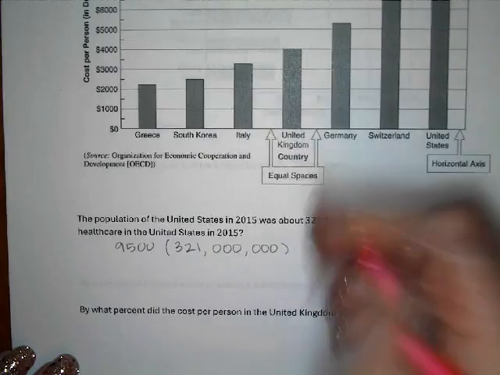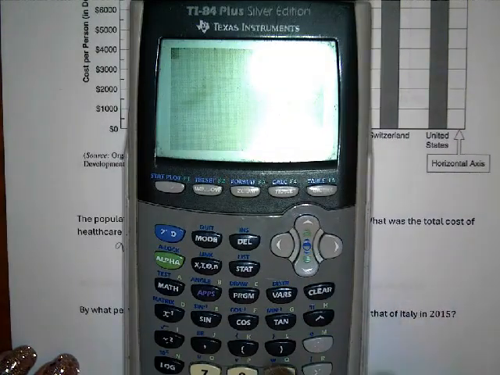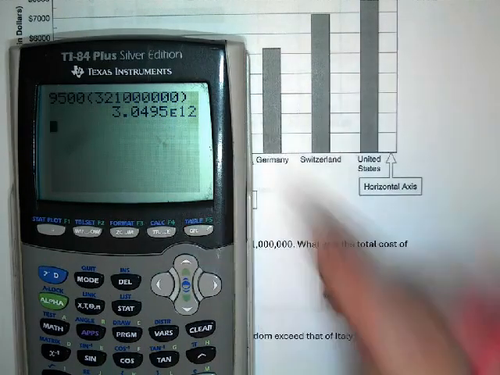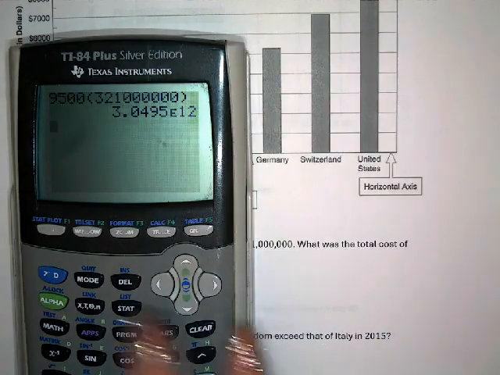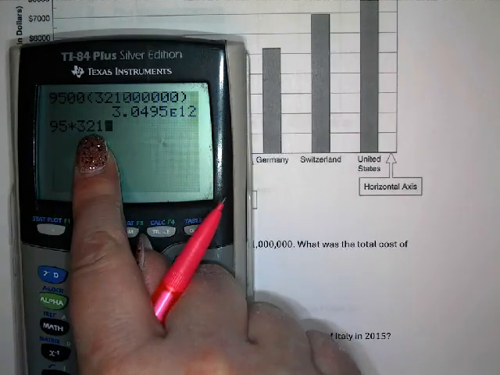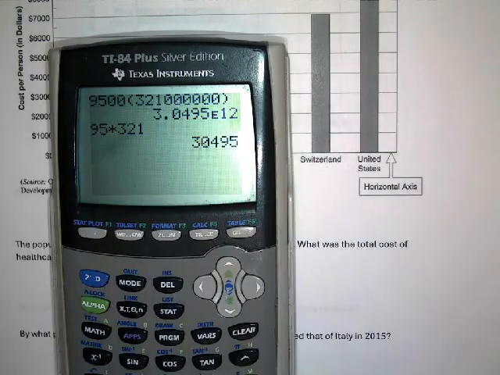If you multiply this in your calculator as it is, you're going to get an answer in scientific notation, which is just a confusing answer to get. An alternate way to multiply these numbers is to just multiply the numbers themselves and not do the zeros: 95 times 321. This is a trick that only works when you have extra zeros in a problem. It doesn't work if it's another number.